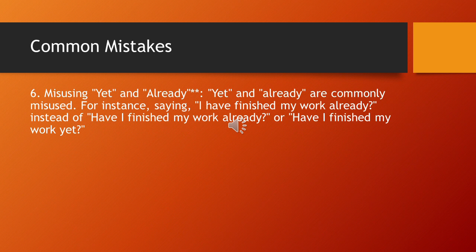Number 6, misusing yet and already. Yet and already are commonly misused. For instance, saying I have finished my work already instead of have I finished my work already or have I finished my work yet. So the tip is use yet in questions and negatives to indicate an expectation or absence of an action up to the present. Use already in affirmative or positive statements to highlight that an action has occurred earlier than expected.